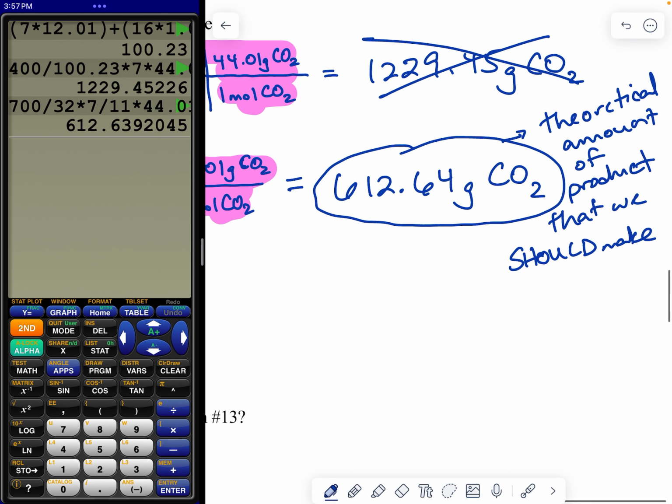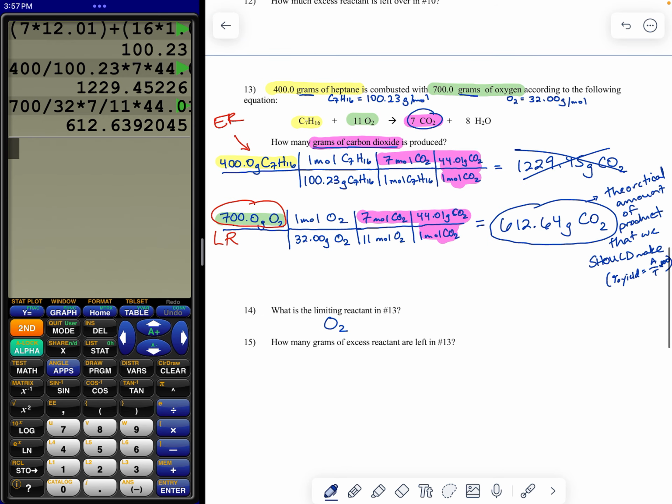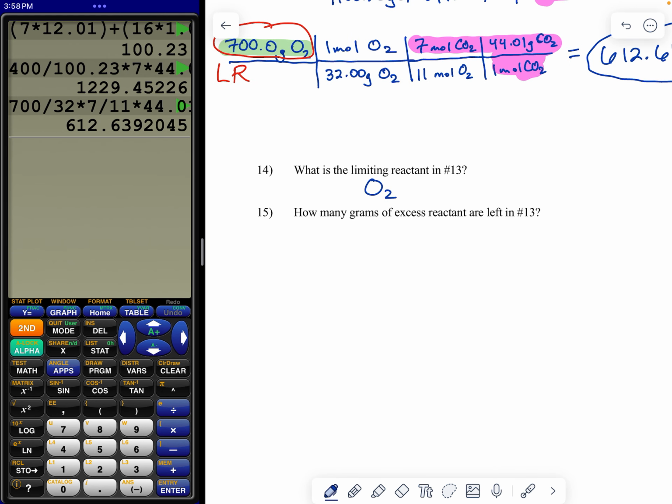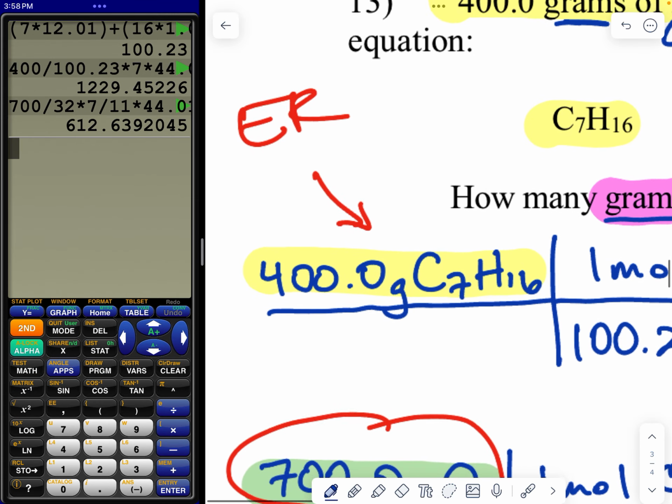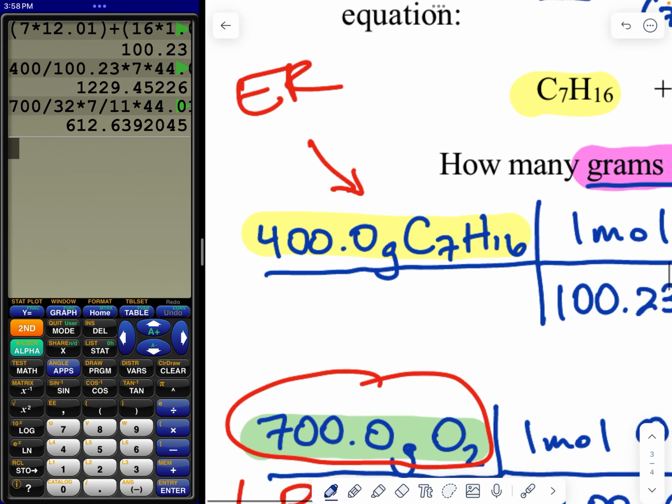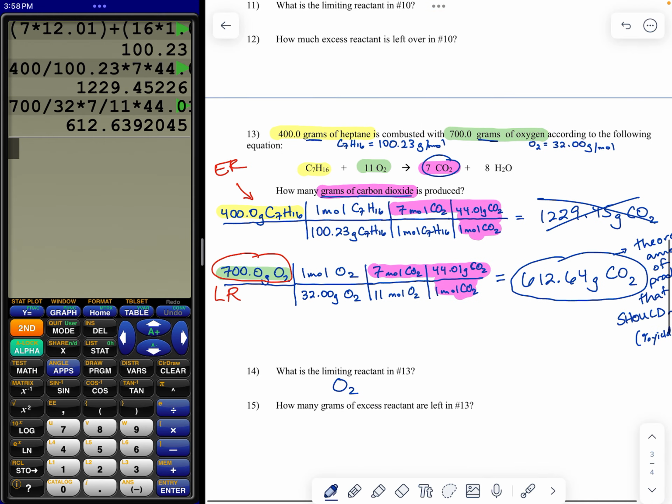And I say this is the theoretical amount because this is what we would use in a percent yield problem, right? Actual over theoretical times 100, right? And then you can plug that into the theoretical and so on and so forth. So that's pretty much what that tells us. And now the last thing to do would be, okay, well, now that I know that 400 grams of heptane is excess, right? There's too much of it. I'm not going to use all of it. Let's figure out how much we do use.